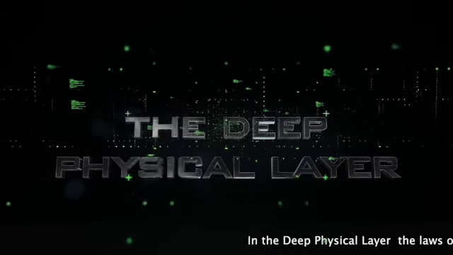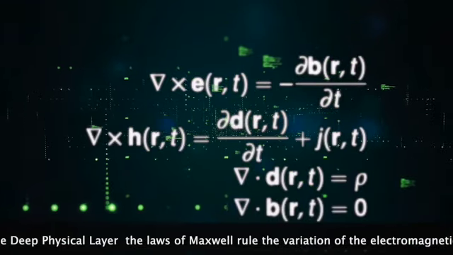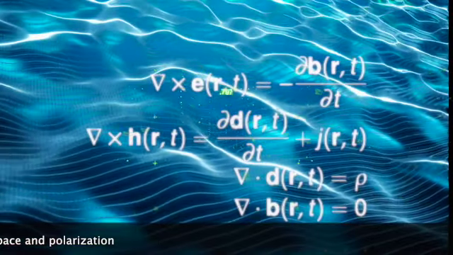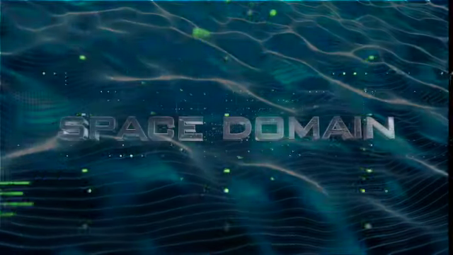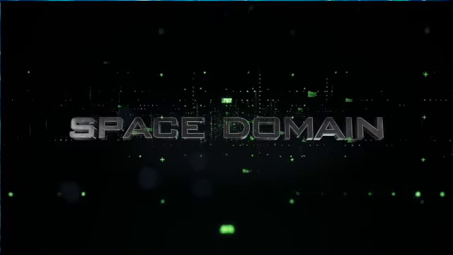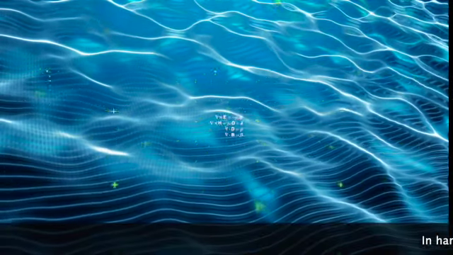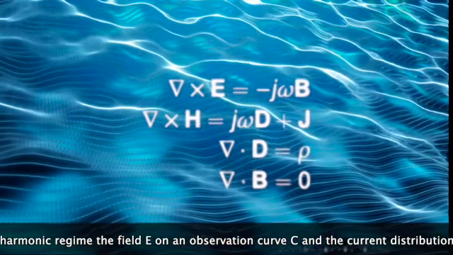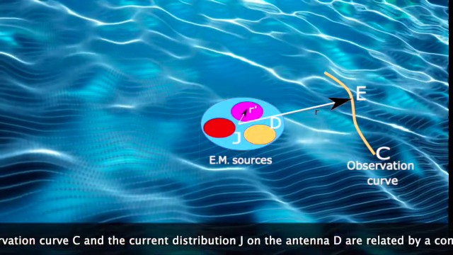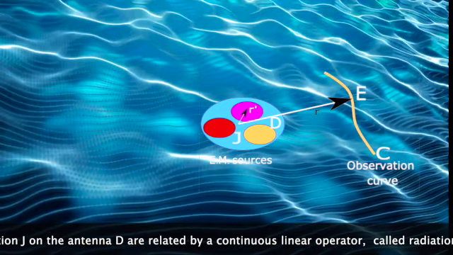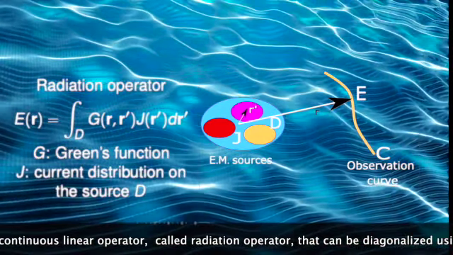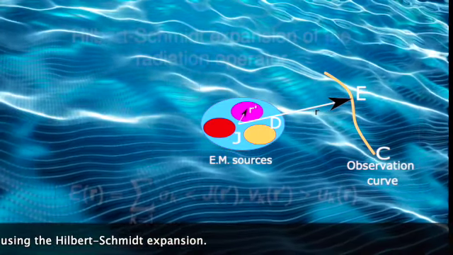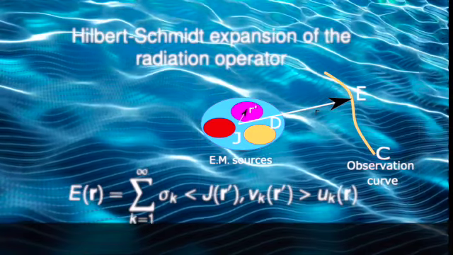In the deep physical layer, the laws of Maxwell rule the variation of the electromagnetic field in time, space, and polarization. Let's take a look at the space domain. In the harmonic regime, the field E on an observation curve C and the current distribution J on the antenna D are related by a continuous linear operator called the radiation operator that can be diagonalized using the Hilbert-Schmidt expansion.